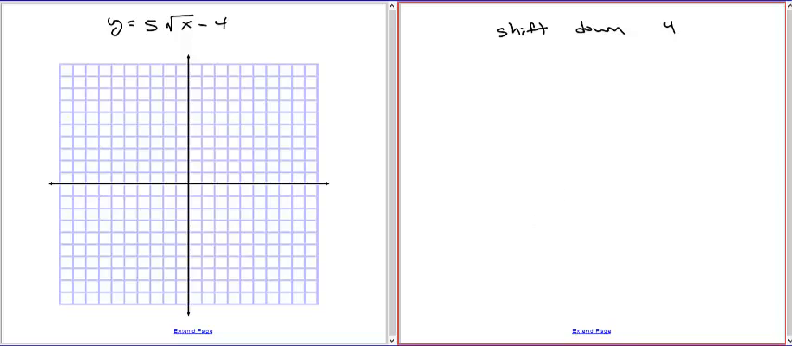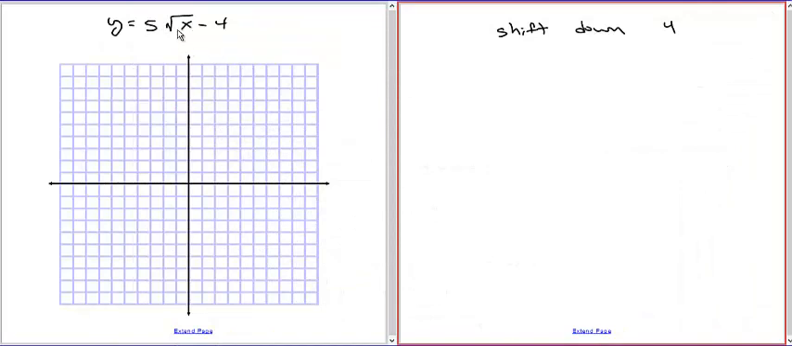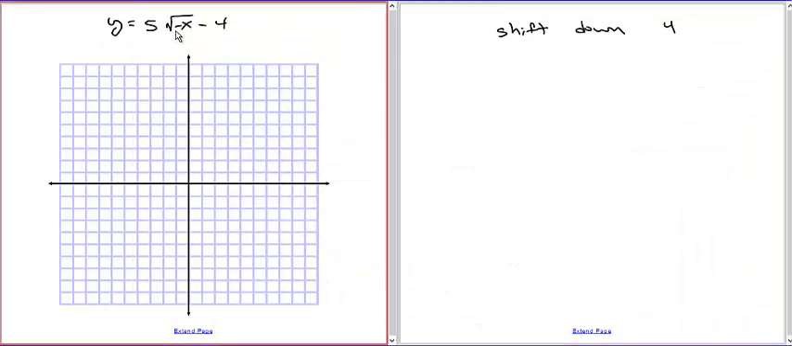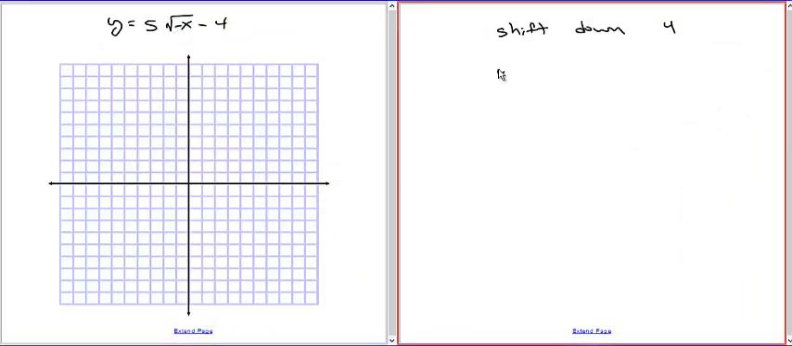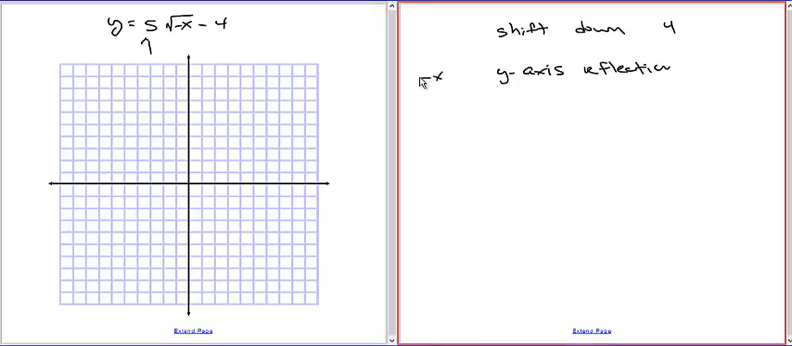Actually, we only got two transformations, unless that's a negative x. It might have been a negative x. Yeah, so it's a negative x right there. So that negative here means it's a y-axis reflection. And the 5 here, so this negative x means a y-axis reflection. The negative 4 means a shift down of 4. And the 5 is going to be a vertical stretch.